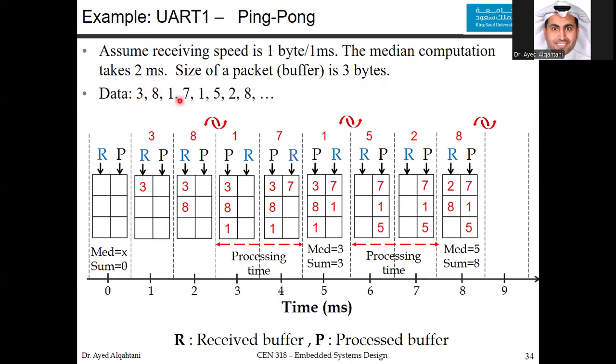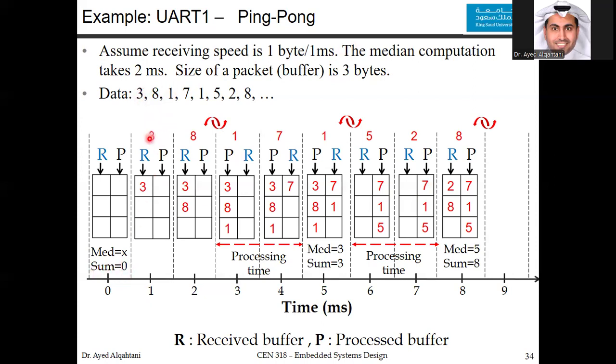Now let's say that you have this data, coming to you one by one. And in this data, the 3 will be in a single frame, the 8 in a different frame, the 1 in the next frame, and so on. So initially, you have two buffers. Each buffer is of size 3. We'll say that this is the receiving buffer, and this is the processing buffer. At this point, we don't know what the median value is. There is nothing there. And initially, the accumulated sum of median is equal to 0.